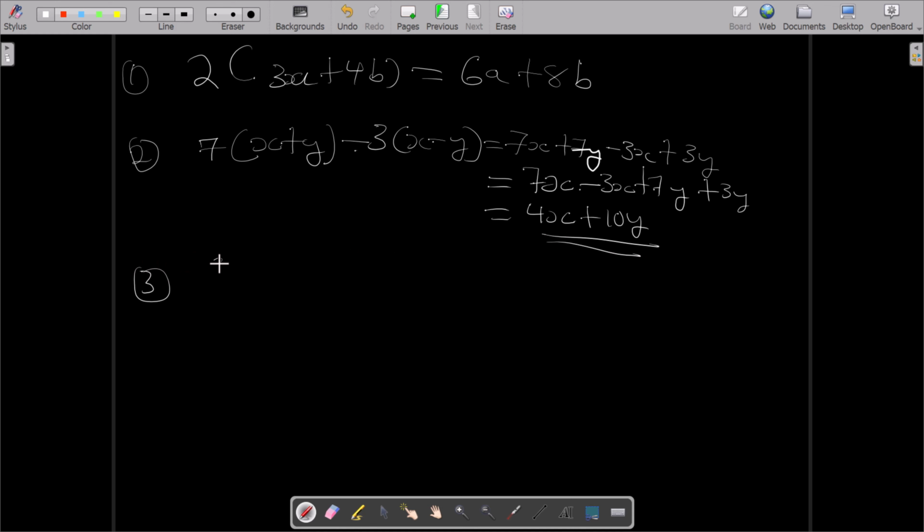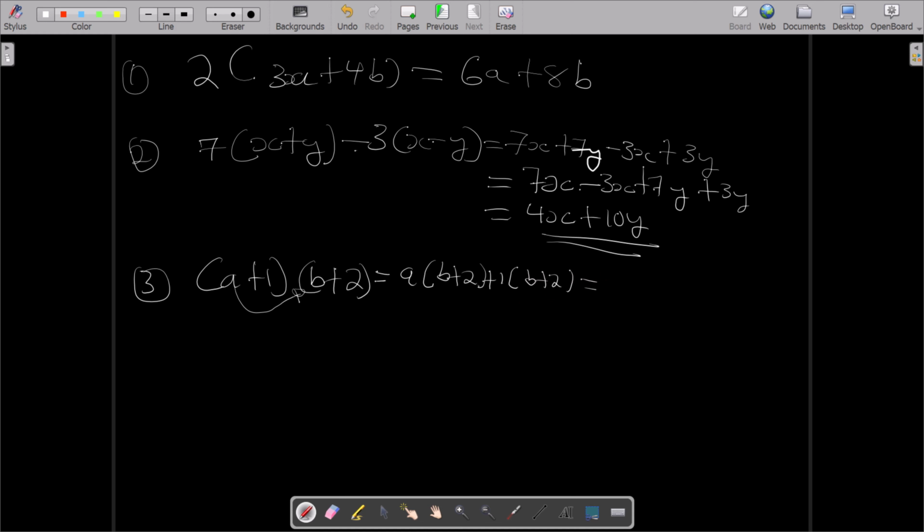Now, example 3. Bracket a plus 1 bracket b plus 2 bracket. So what you do, you expand the bracket by multiplying this here with all that. Or you can form something like this here, where a bracket b plus 2 bracket, then plus a number, is plus 1 bracket b plus 2, just like that.